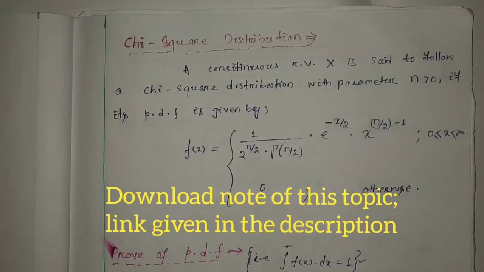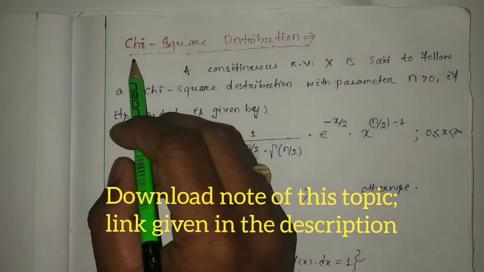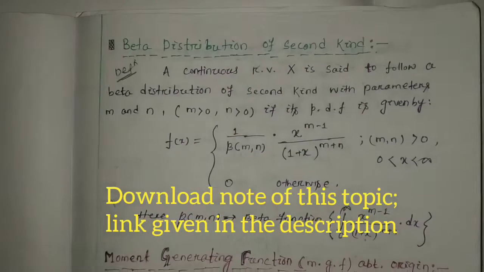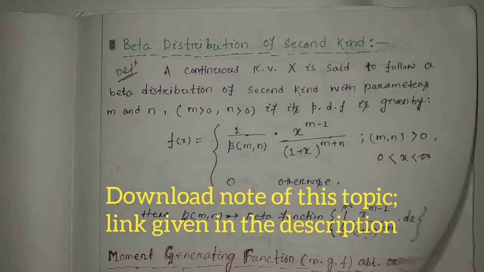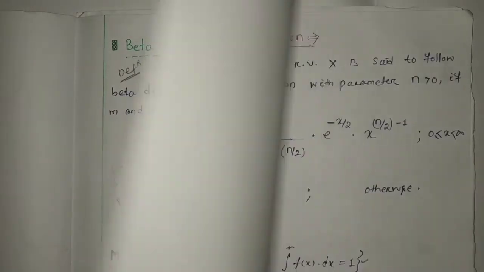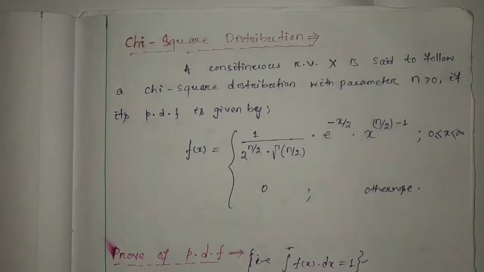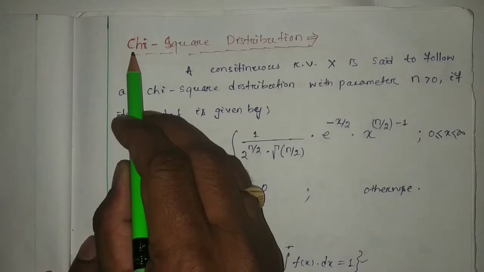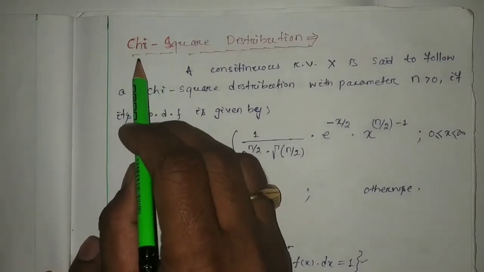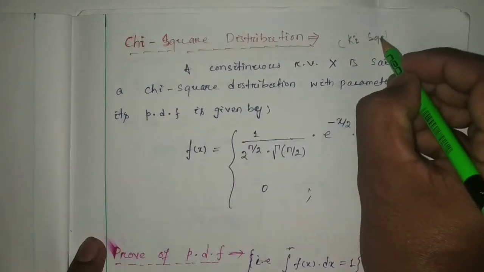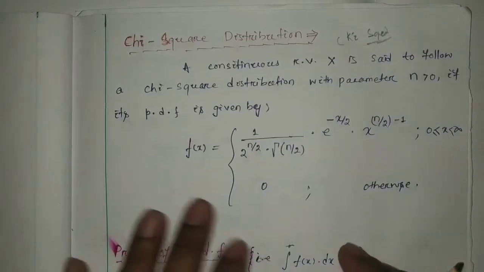In this class, we are going to discuss the chi-square distribution. In our last class, we discussed in detail the beta distribution, both the first kind and second kind. In this class, we are going to discuss the chi-square distribution. Here it is written as chi, that is chi square, but it is actually pronounced as "ky" square distribution. So let's start.